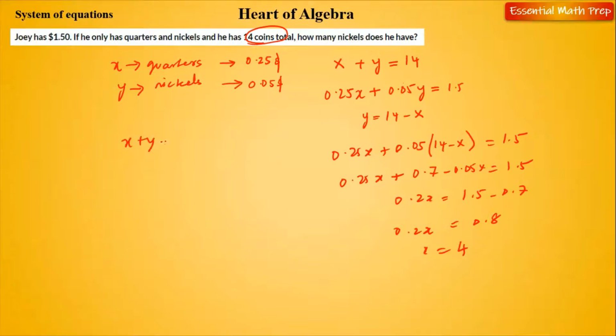So X plus Y equals 14. This corresponds to quarters. So 4 plus Y equals 14. So Y equals 10. Okay.